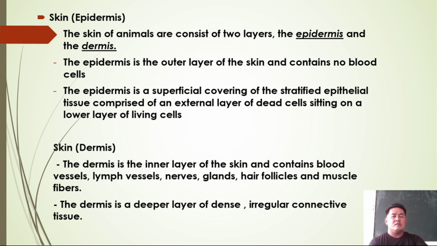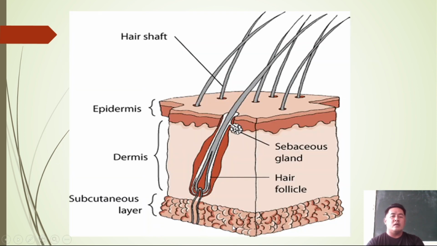The dermis is the inner layer of the skin that contains blood vessels, lymph vessels, nerves, glands, hair follicles, and muscle fibers. So, next is the dermis, no? The inner part of the skin. The dermis is a deeper layer of dense, irregular connective tissue. So the dermis is a tissue already.